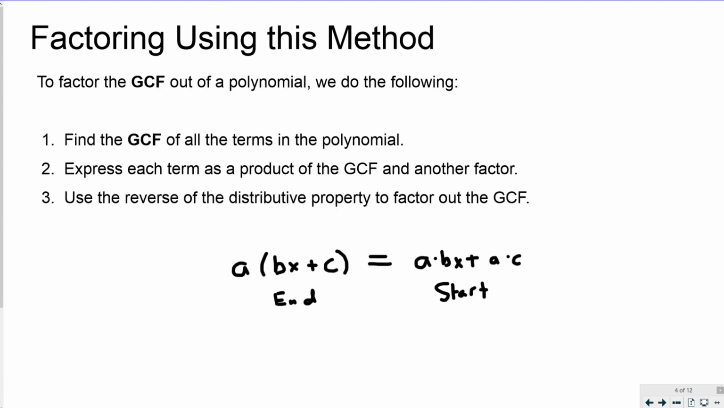So applying that to factoring, to factor the GCF out of a polynomial, you do the following. First, you find the GCF of each term in the polynomial. Second, you express each term as a product of the GCF and another factor, so you would have the GCF times the leftovers plus the GCF times leftovers. And then you undistribute, like reverse distribute, to factor out the GCF, and this is what you should end with. So let's take a look at that in an example.